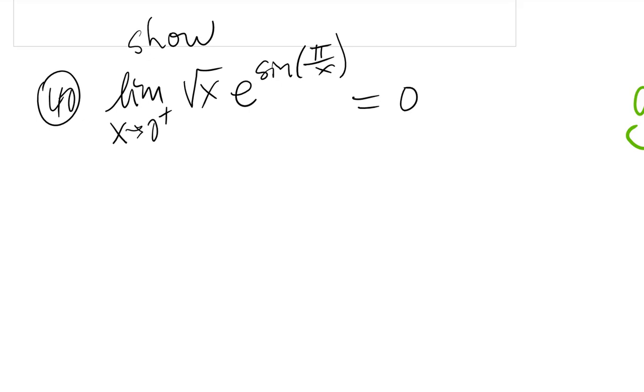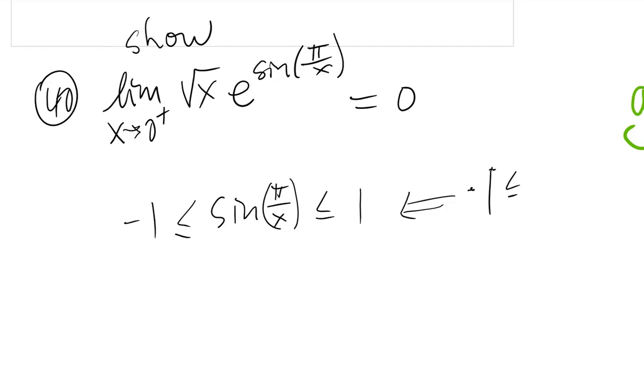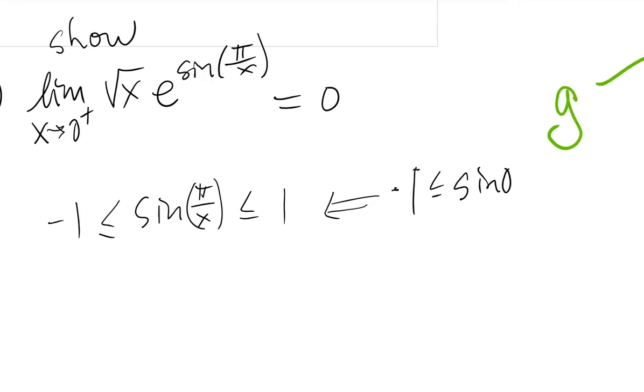So we've got sine of pi over x. I know that's less than or equal to 1, and it's greater than or equal to -1. This is because sine is always between -1 and 1, right? Sine of theta is always between -1 and 1.